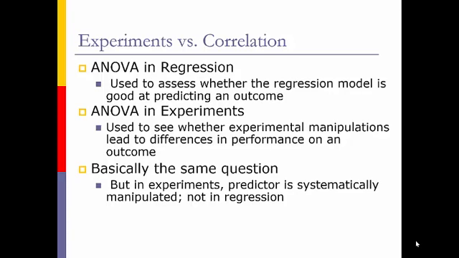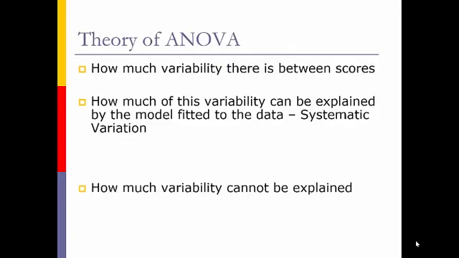Regression is just, is it good or not? Is it better than the mean or not? So the ANOVA in experiments is a little bit stronger because of that systematic manipulation. All right, we're going to talk a little bit about the theory of ANOVA because it is important to understand all the elements so that you can interpret the output a little bit better.